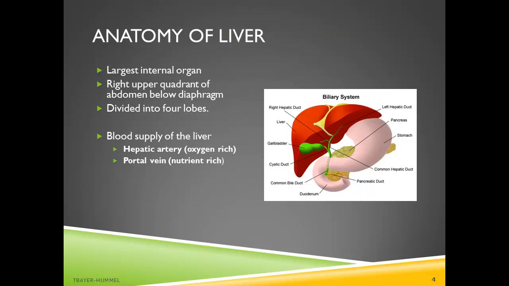Let's talk about the anatomy of the liver. It is the largest internal organ. It is located in the right upper quadrant of the abdomen, below the diaphragm. It is divided into 4 lobes. The blood supply of the liver originates from the hepatic artery and the portal vein. The hepatic artery provides oxygen-rich blood, and the portal vein provides nutrient-rich blood.